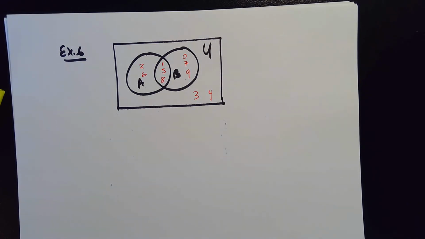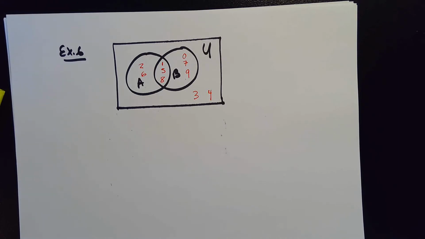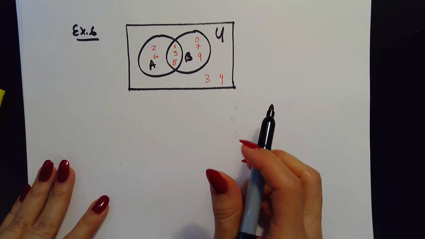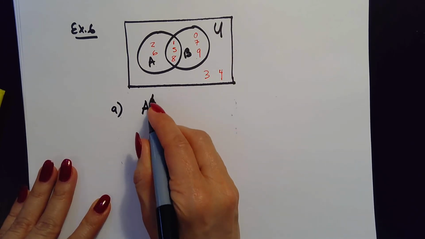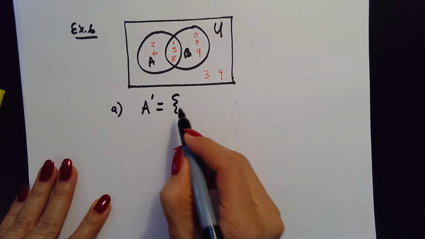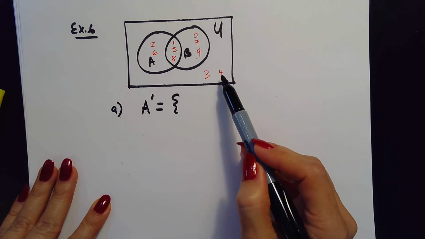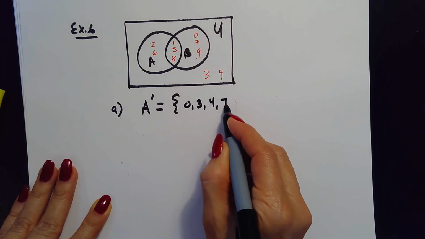Okay, so go ahead and create this one first, because that's gonna help you answer the questions. Once you do that, then everything else is gonna be really easy. So we do A prime. We have the complement is everything outside of A, so that's gonna include the 0, the 3, the 4, the 7, and the 9, right? 0, 3, 4, 7, and 9.